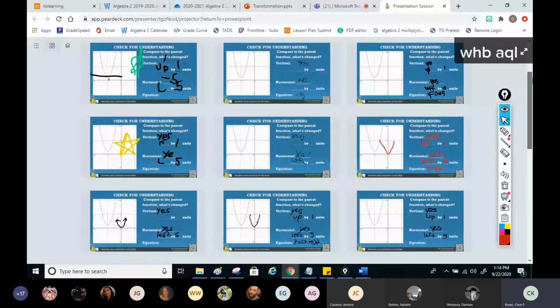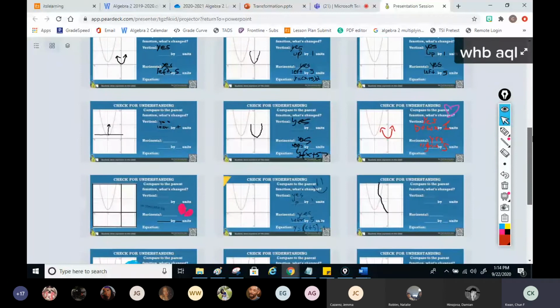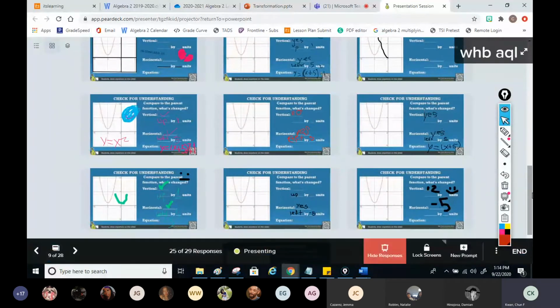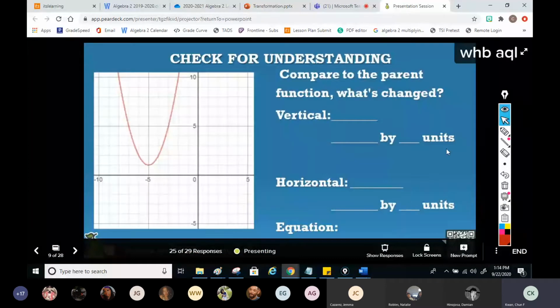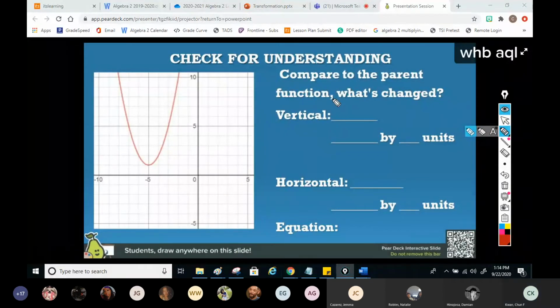Okay, it seems like most of you can tell the transformation, but when it comes to writing down the equation, that part is pretty much destroying you. Let me show you how to do this. So go back to the Microsoft Teams meeting.